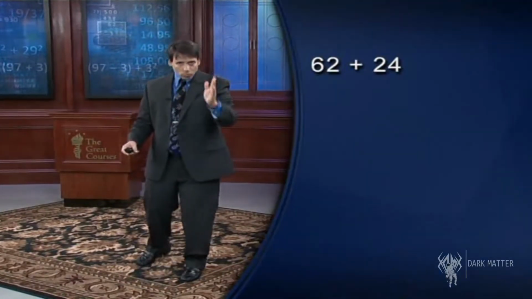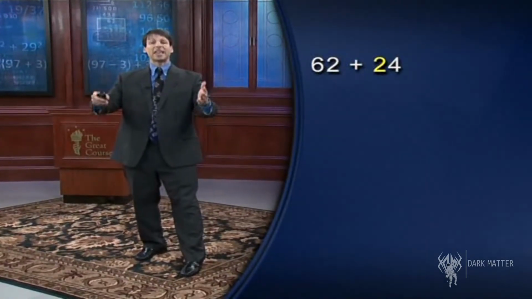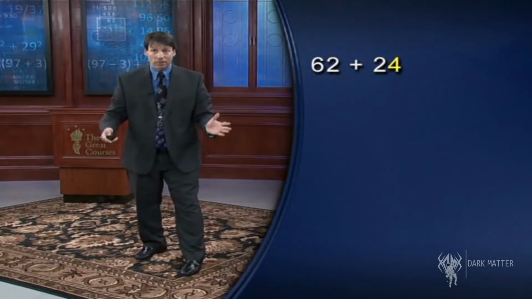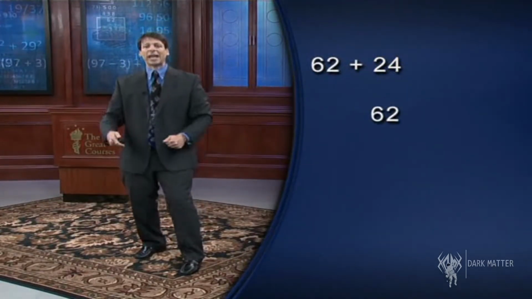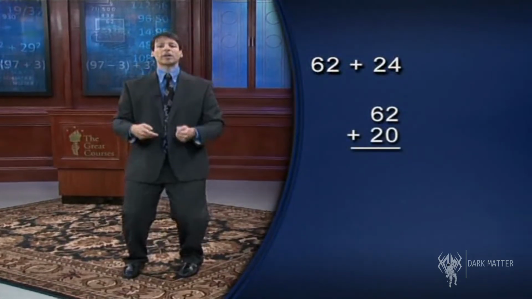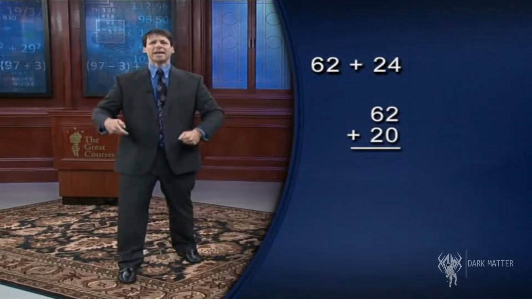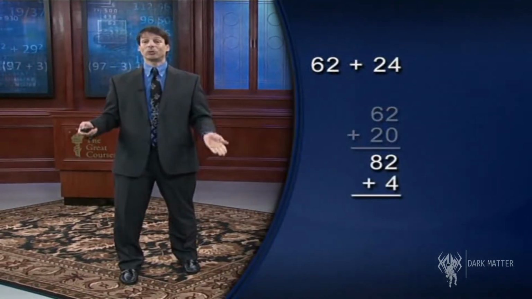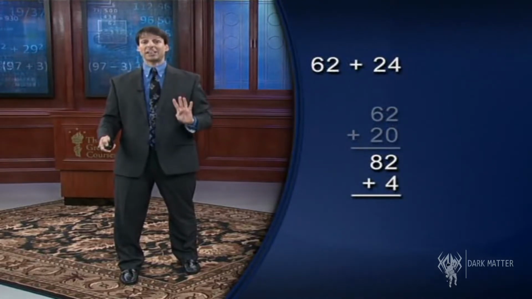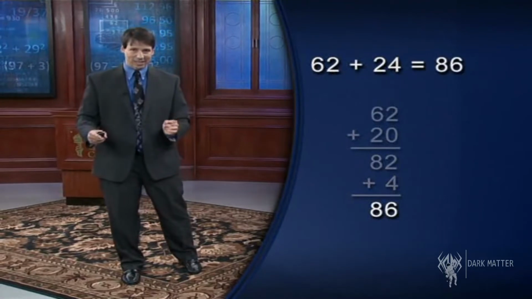So for example, the problem 62 plus 24. We first add the 20, then add the 4. Okay, so 62 plus 24. After adding 20, the problem simplifies to, let's see, 62 plus 20 is 82, so we have a new problem, 82 plus 4. And 82 plus 4 is 86, and that's the answer.